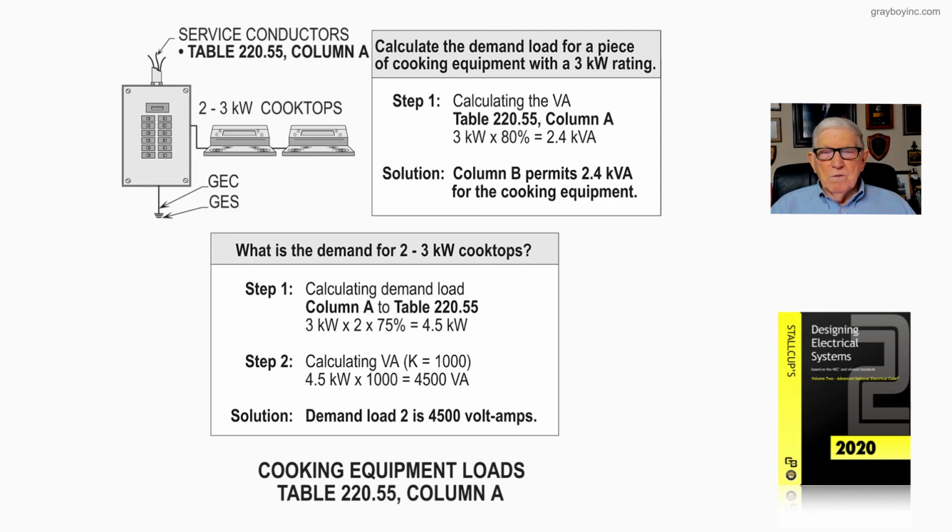So that's what this figure 22-9 is illustrating, that the solution and answer for demand for two 3 kW units is 4,500 volt-amps when the math is performed. And that's what this figure 22-9 is illustrating to the user of the NEC.